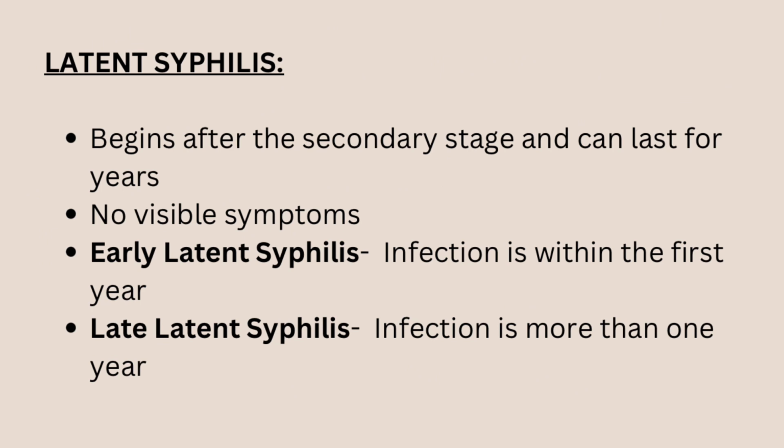Latent syphilis begins after the secondary stage and can last for years. There will be no visible symptoms, but the infection will remain in the body and it can be detected through a blood test. There is early latent syphilis and late latent syphilis. In early latent syphilis, the infection is within the first year after the primary and secondary stages. And in late latent syphilis, the infection is more than 1 year after the primary and secondary stages.